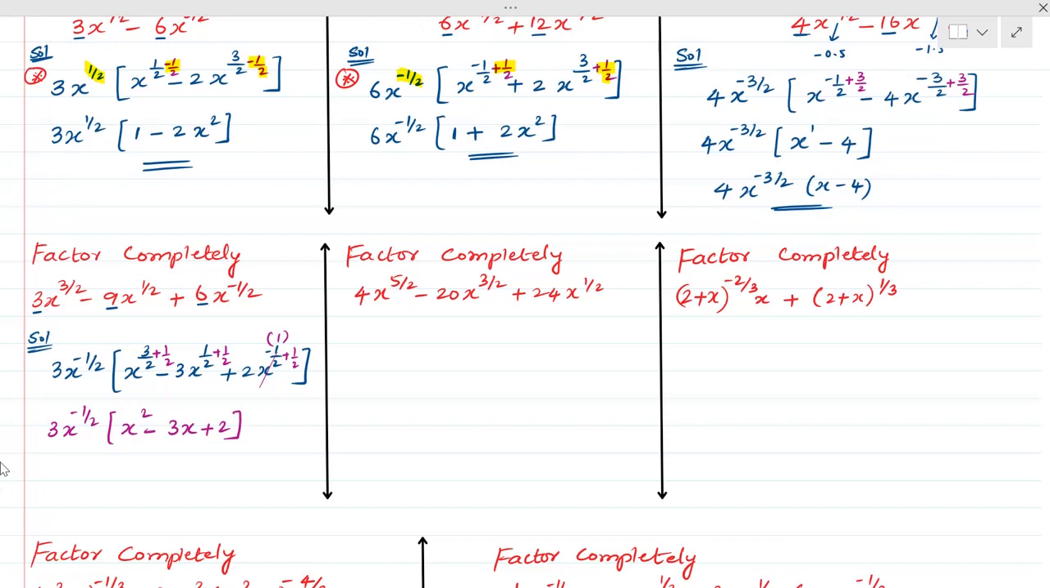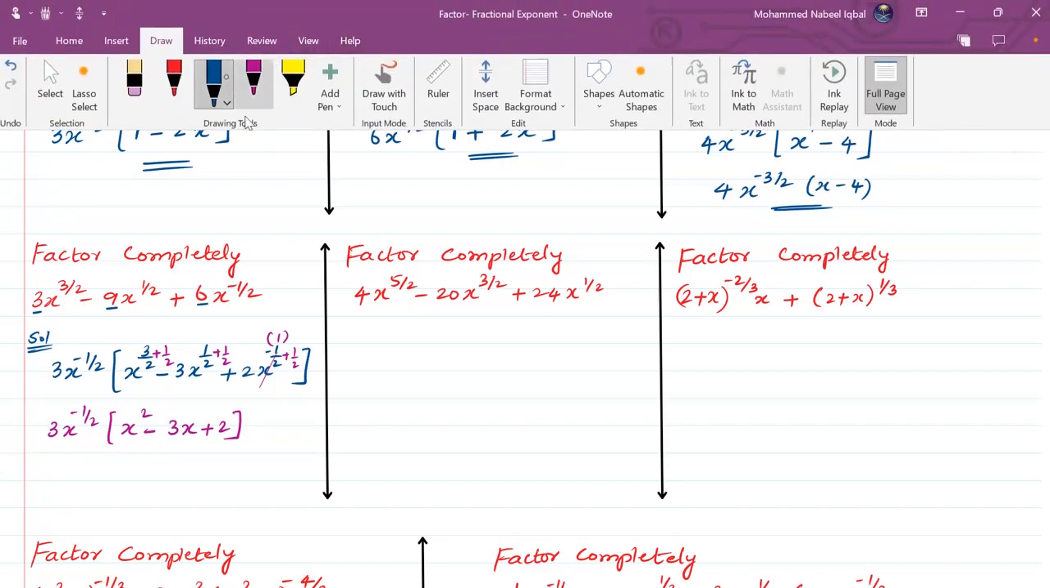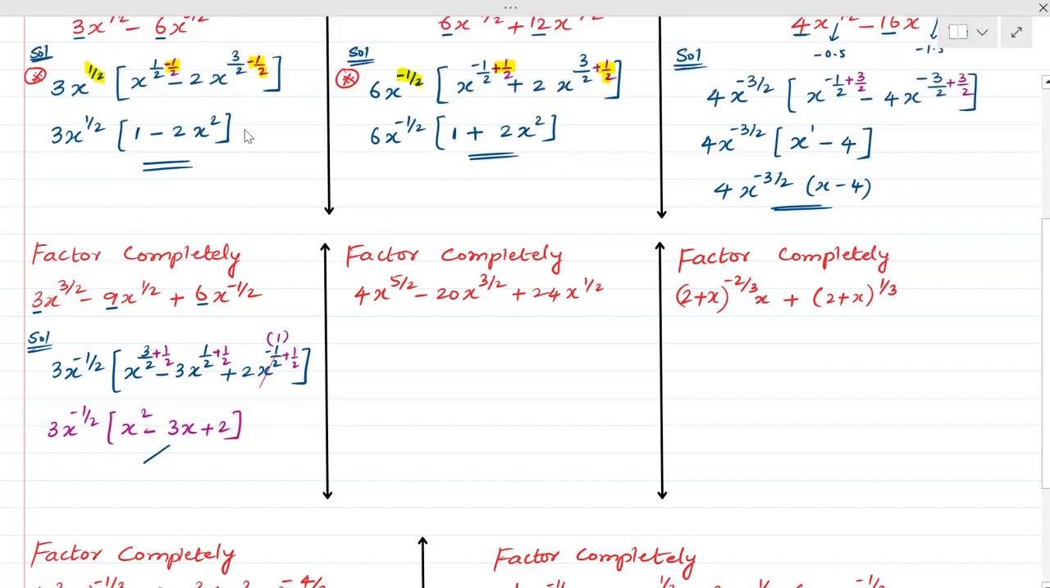So we cannot stop here because the question is asking for complete factoring. Complete factoring means you have to factor one more time. What is the factor for this one? Factor the trinomial. So I will write x minus 1, x minus 2, when you multiply, right? So this is the complete factoring. You should not stop at this step. You have to do it completely. That is the meaning of complete factoring.